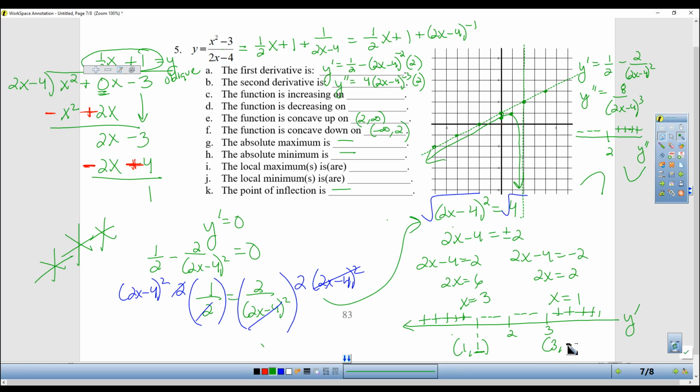And at 3, I want to know the y value. I use the y equation. And when you plug in 3, you actually get 3 again. 1, 2, 3, 1, 2, 3, which also fits with how I thought the graph was going to look. So it is increasing from negative infinity to 1, and then again from 3 to infinity. It is decreasing from 1 to 2, and again from 2 to 3.